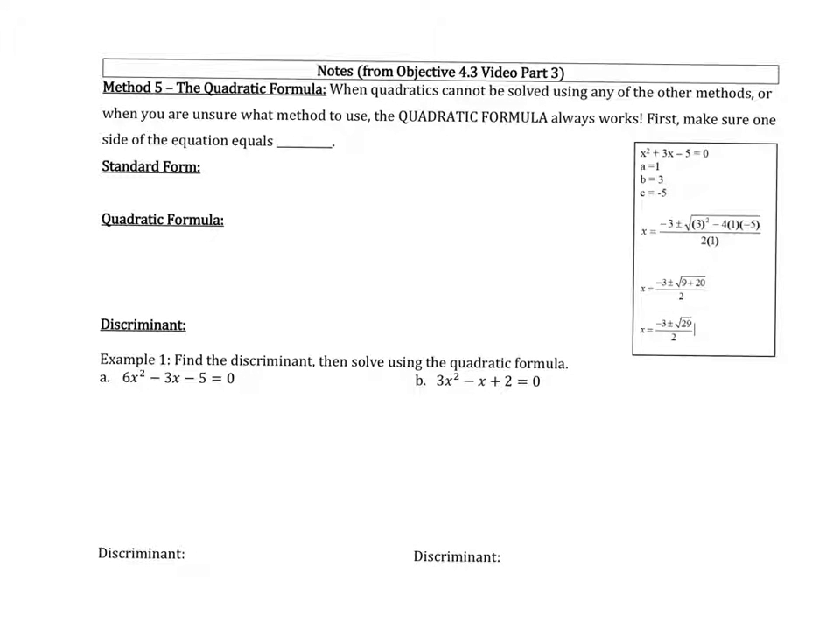This video goes over objective 4.3 part 3, and it is over the quadratic formula. Alright, the quadratic formula. When quadratics cannot be solved using any other methods, or when you're just not sure what method to use, you can always use this one.